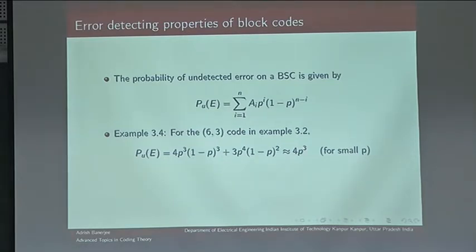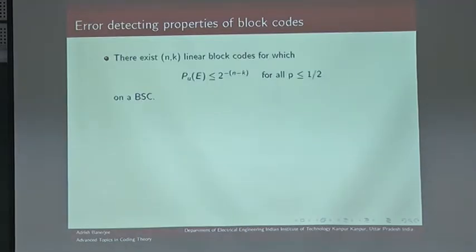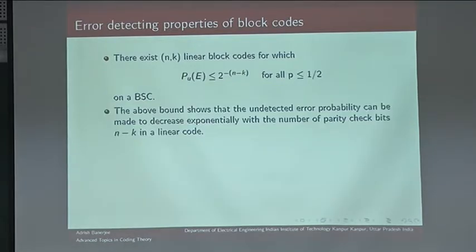In fact, the undetected error probability is actually related to the number of parity bits. I think in the morning somebody was asking a question about undetected error probability, how we can reduce it. You want to reduce undetected error probability? You have to increase your number of parity bits. So we can make it go smaller and smaller, provided we increase our n minus k. n minus k is basically the number of parity bits that we are adding.